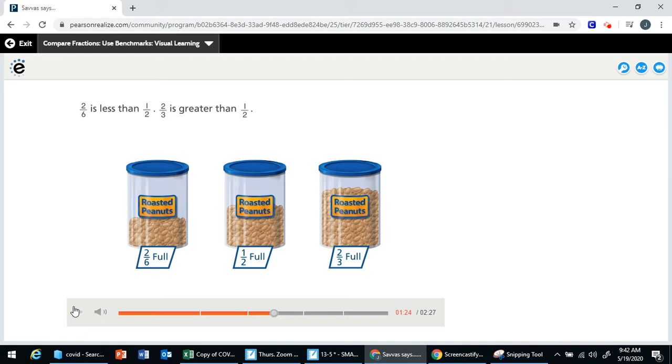So boys and girls, look at what it says up here. 2/6 is less than 1/2, just like I showed you on the number line. 2/3 is greater than 1/2, like I showed you on the number line. 2/6 is less than 1/2. 2/3 is greater than 1/2.